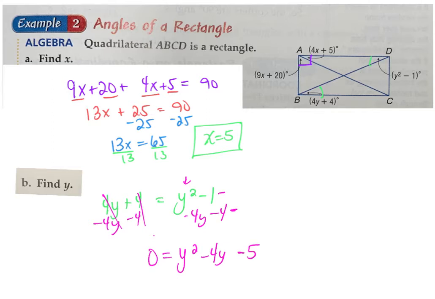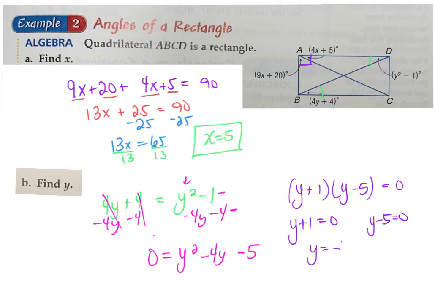And then we're going to factor just like we did with the bell work. So we're looking for things that multiply to give you negative 5 and that add to give you negative 4. All right, so what multiplies to give you negative 5 and adds to give you negative 4? Positive 1 and negative 5, right? So we set each one of those equal to 0.